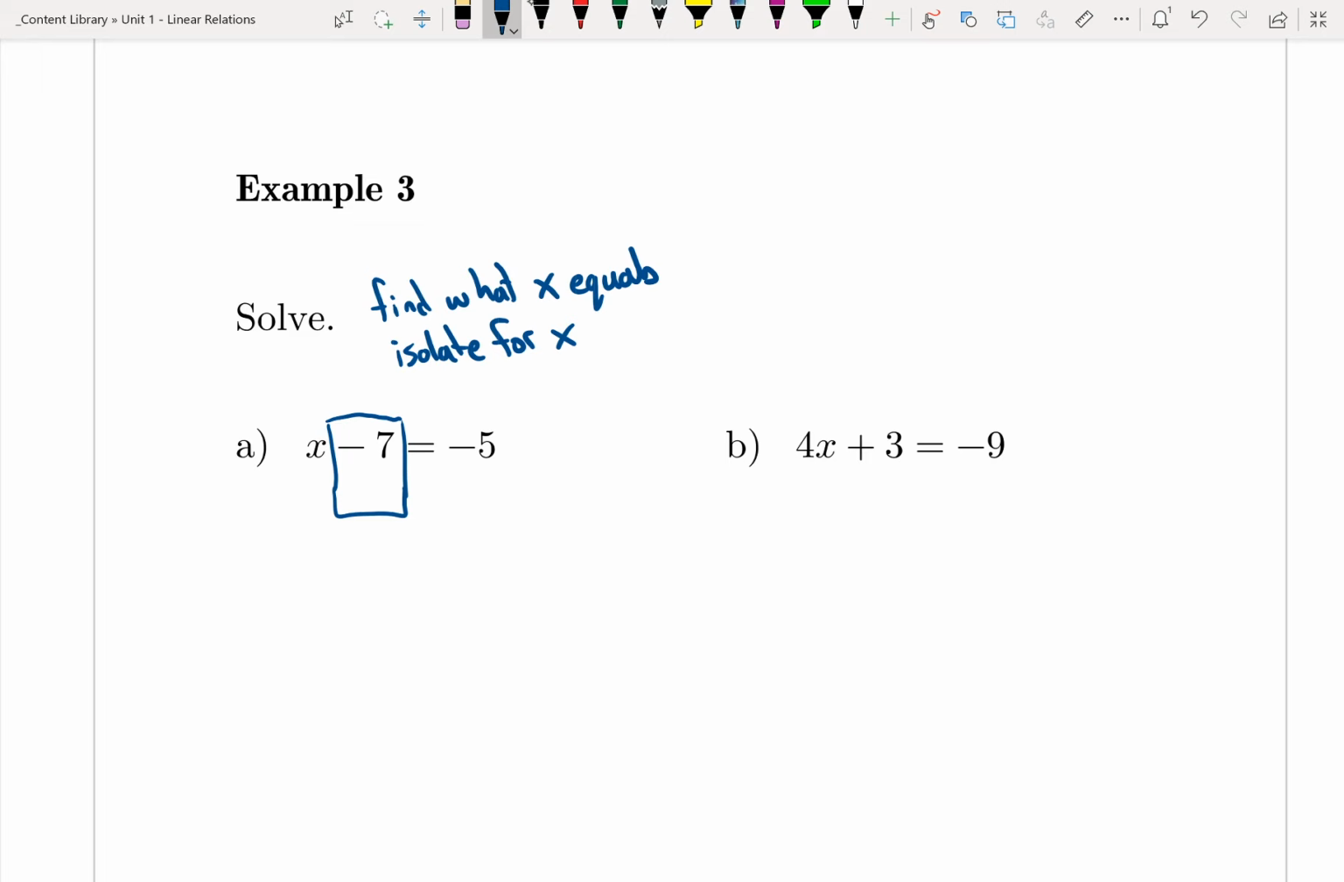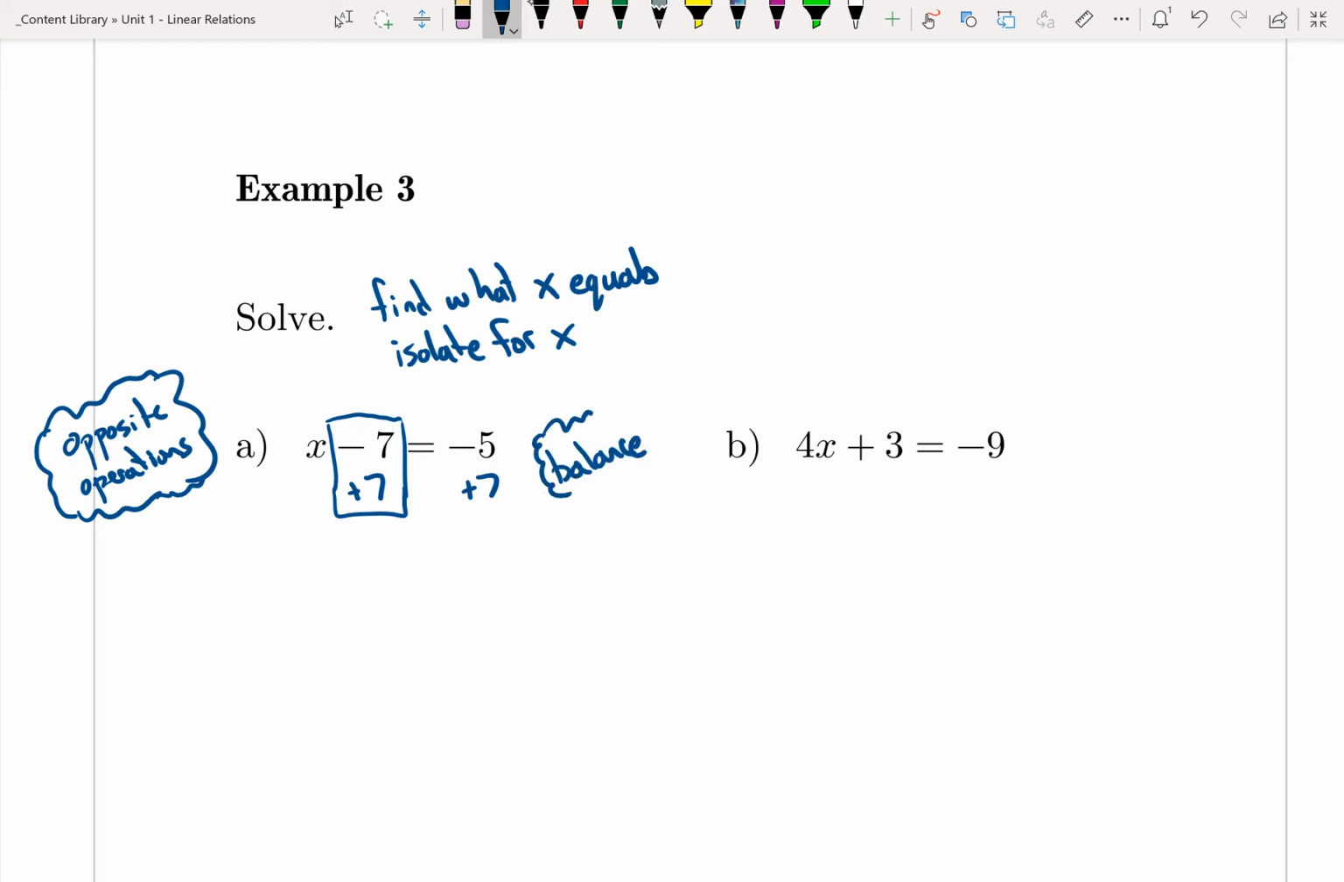So if I want to get rid of the negative 7, in order to do that, I need to add 7. If I do the opposite of whatever I see, so we can think of opposite operations, that will help me cancel it out. But if I do one thing to one side, I need to do the same thing to the other side. So I need to balance everything out as well, because by balancing, I keep my equation the same.